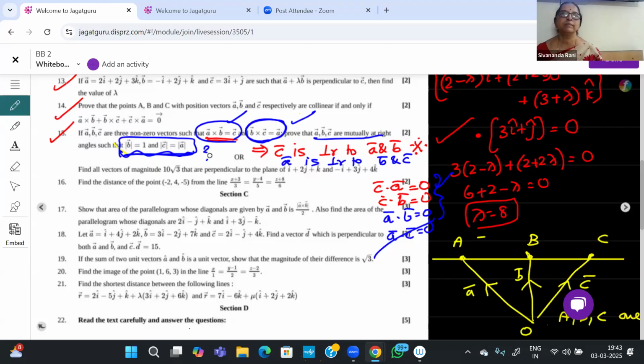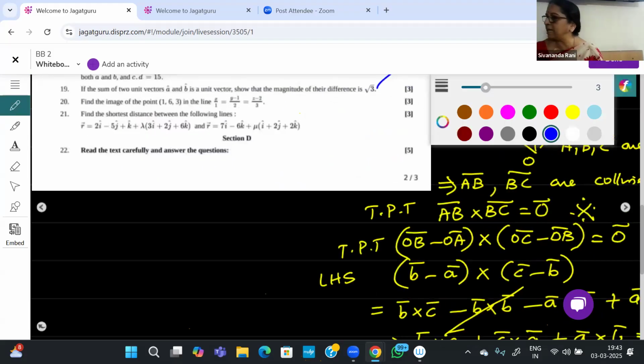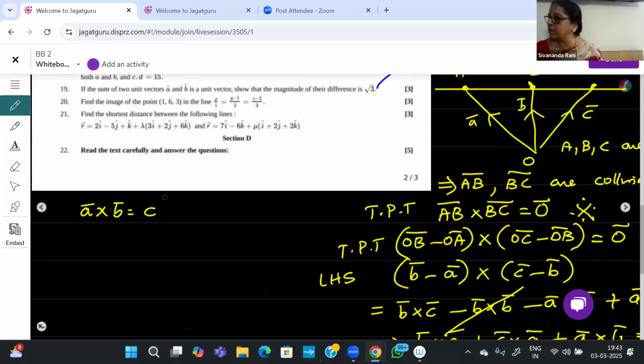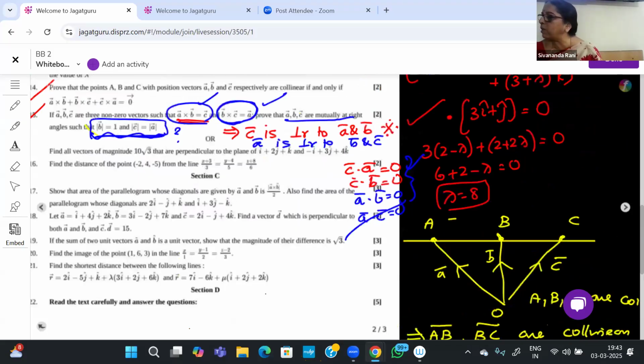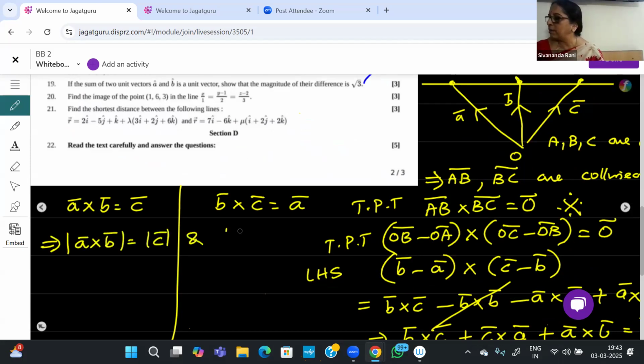There is a very important aspect of equality of vectors. When two vectors are equal, what is equal? Their directions are equal and magnitudes are also equal. That's what they want you to understand here. A cross B is given to be C bar. If you understand the basic aspect of equality of vectors, you are through in this. And then B cross C is A. So it means that mod of A cross B is mod C, and mod of B cross C is mod A.